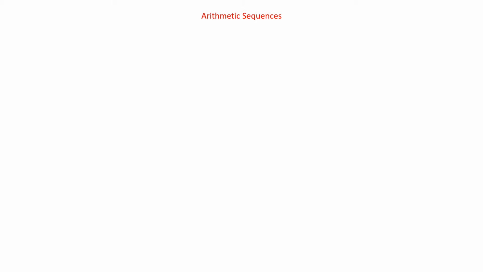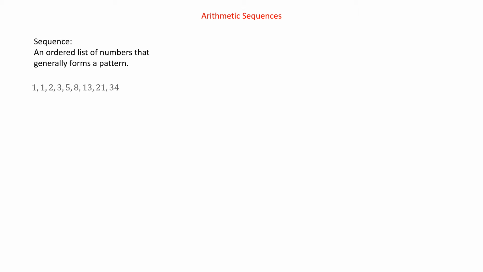So before we get to what an arithmetic sequence is, let's look at what is a sequence. A sequence is just an ordered list of numbers. Generally, it forms a pattern. They're separated by commas. And so any list of numbers separated by commas is a sequence. Now, it has to really kind of form a pattern for it to matter. One of the most famous sequences has a name. It's called the Fibonacci sequence.